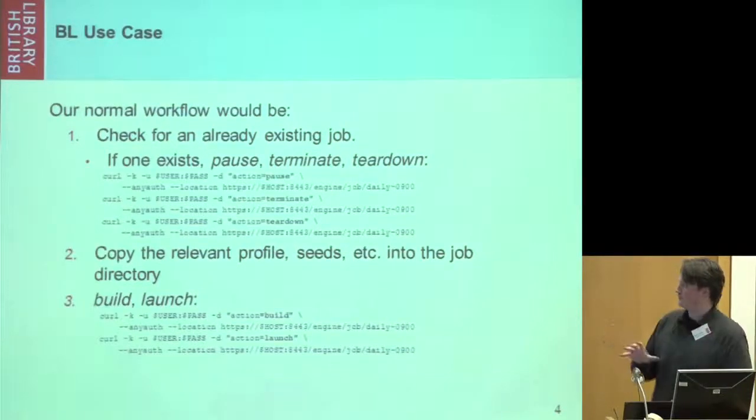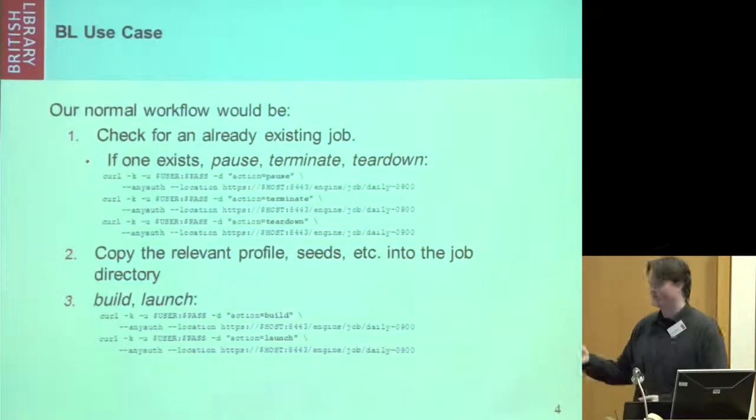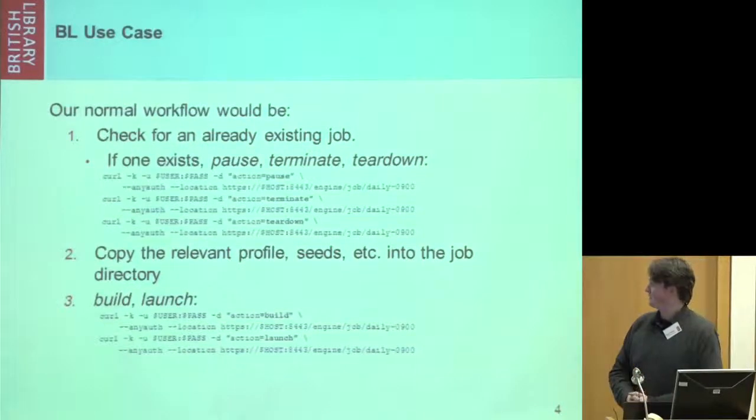We keep our profiles together, but we have an external XML file which has all our exclusions and sheets in, and then we use XML's XInclude to import them into the existing CXML, and then we copy that to the job directory along with the seeds and the static exclusions. And then it's just a matter, again, of hitting the build button via the API, crossing our fingers, and hitting launch.